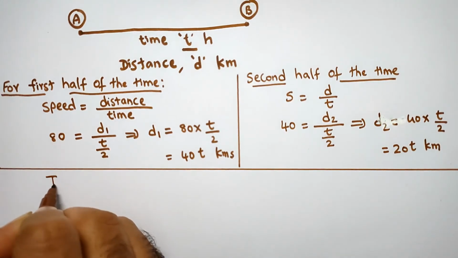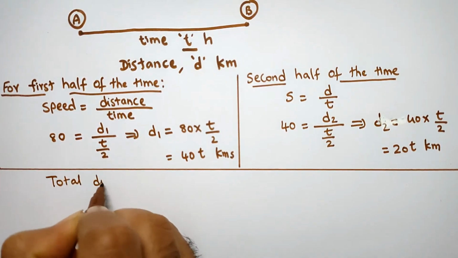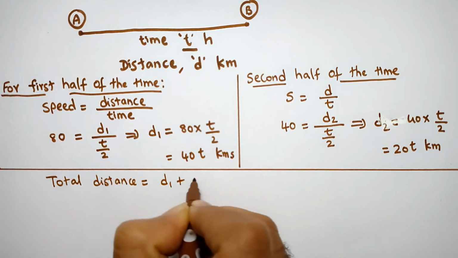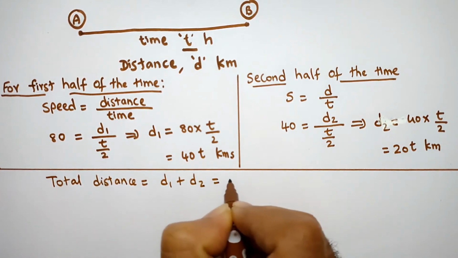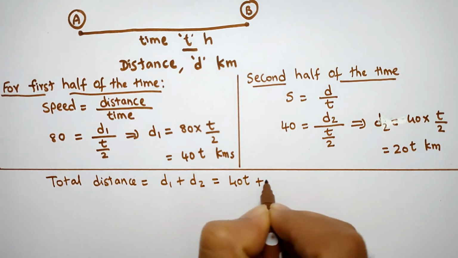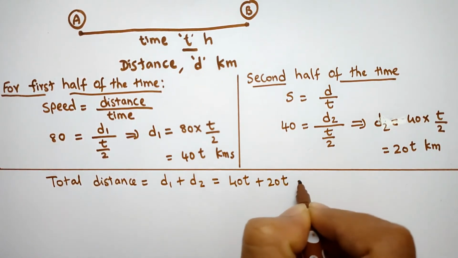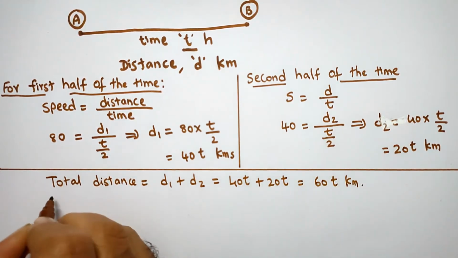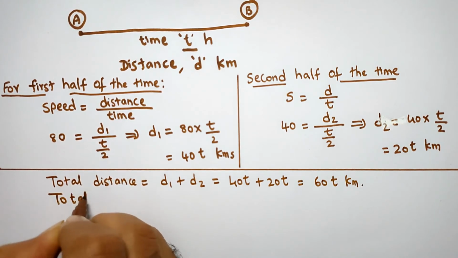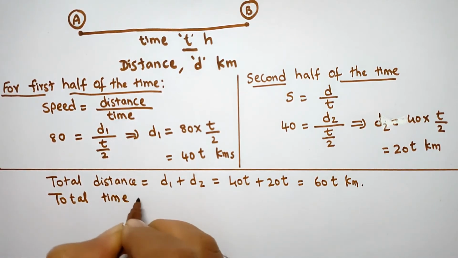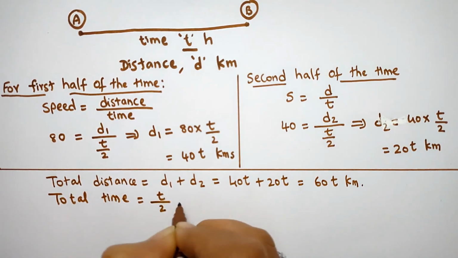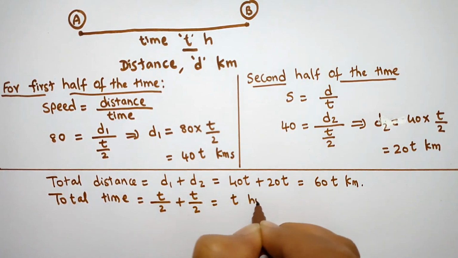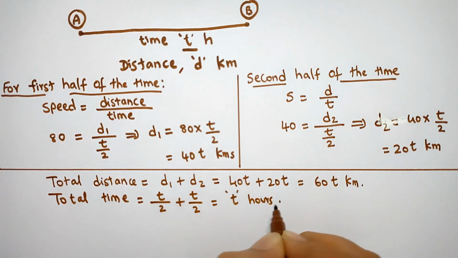Now let us find what is the total distance traveled by the car for this entire journey, that is d1 plus d2, and we got d1 as 40 kilometers and d2 as 20 kilometers, and we will get 60 kilometers. Now let us see what is total time, and we know that total time is divided into two halves, that is t by 2 plus t by 2. So finally t hours. This is the total time.